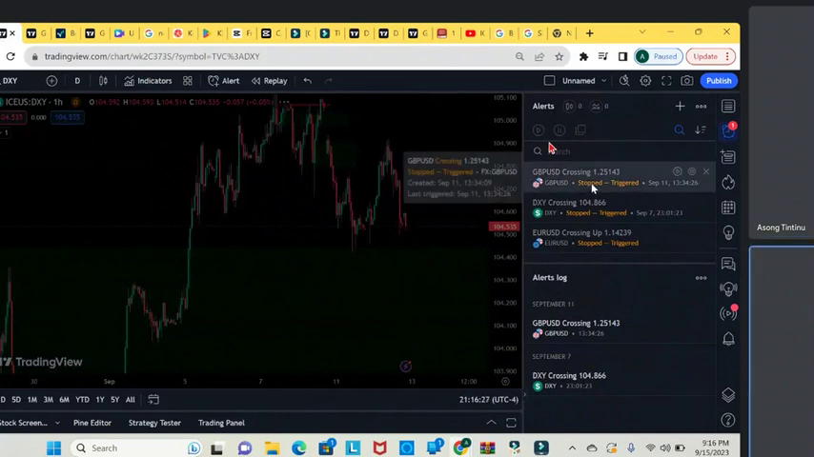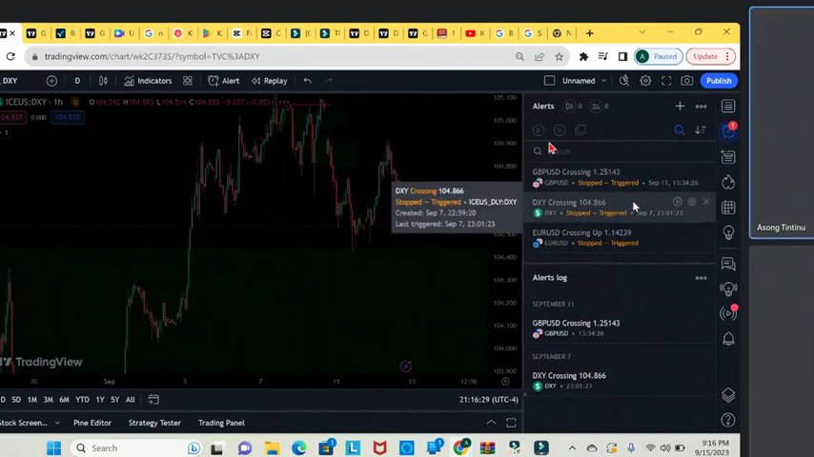Oh, it may be that one right there. Yeah, I think it's this chart right there. No, that's G. That's G. Is that DXY? Yeah, go to the 12-month chart on ISIS.